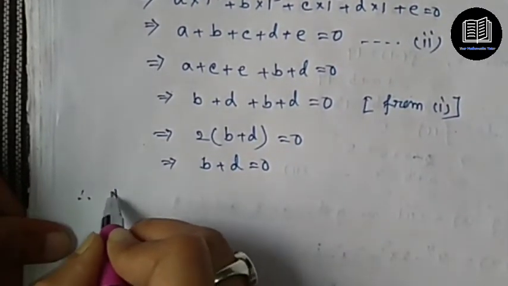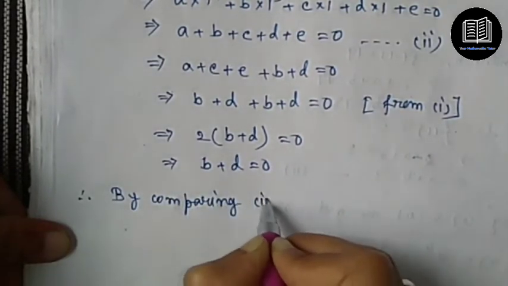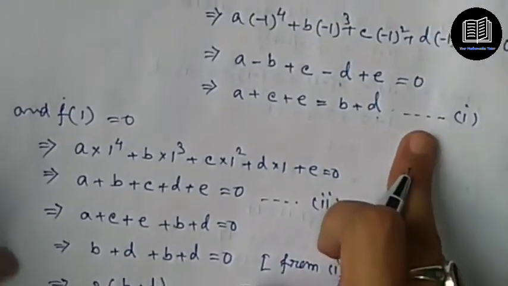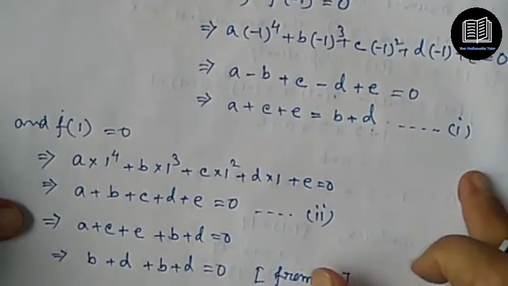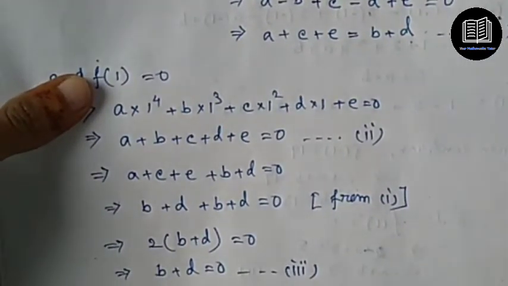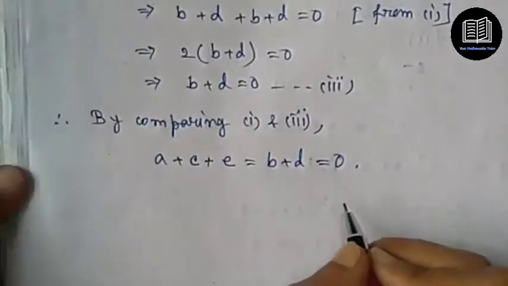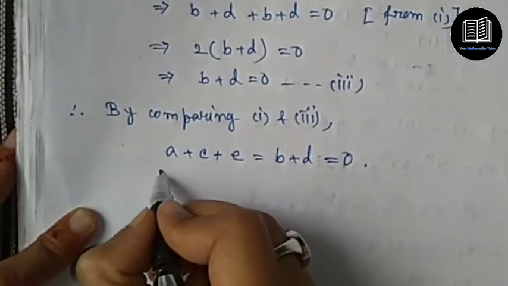Hence, by comparing equation 1 and 2, if b plus d means 0, put this number 3. So comparing 1 and 3, b plus d means 0. So we put the value of b plus d as 0. So a plus c plus e equals to b plus d equals to 0. So this is our proof.